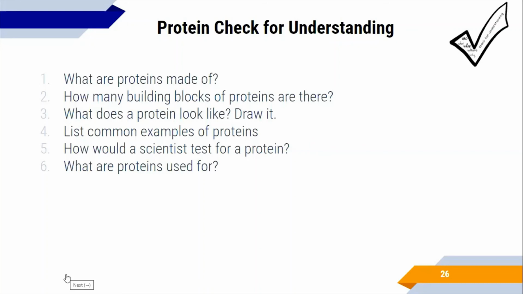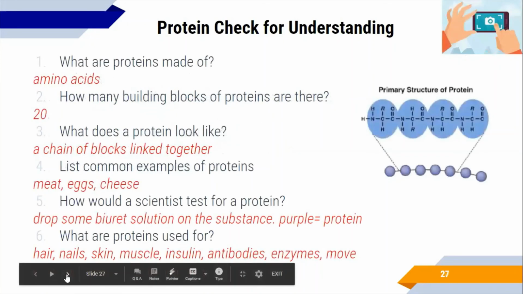All right, let's look at the possible answers for your look-fors. Here are the possible answers for the look-fors on structure and function of a protein. Pay close attention to the illustrations. You may want to take a picture for your notes. We know that proteins are made up of chains of amino acids. There are 20 amino acids that are building blocks for proteins.